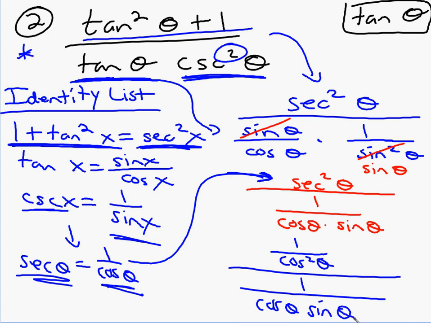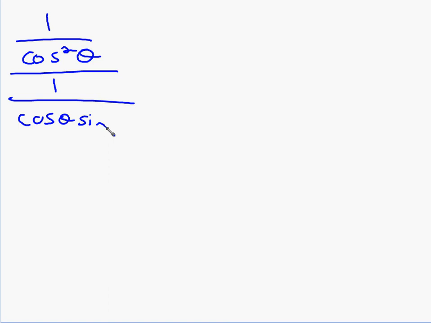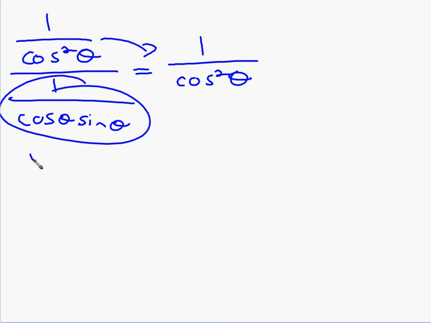And finally, this problem is close to being done. If you remember, when I have a complex fraction, if I'm dividing by a fraction, I'm multiplying by the reciprocal. So that means I'm going to take 1 over cosine squared theta over 1 over cosine sine, and I'm going to multiply this top by the reciprocal of the bottom. So it's going to be times cosine theta sine theta over 1.